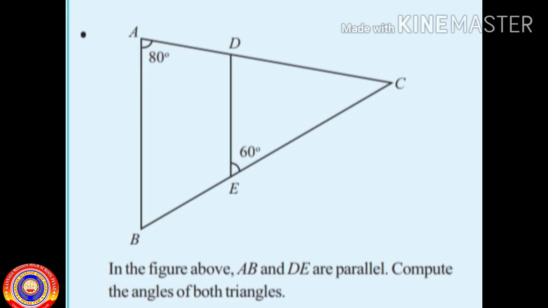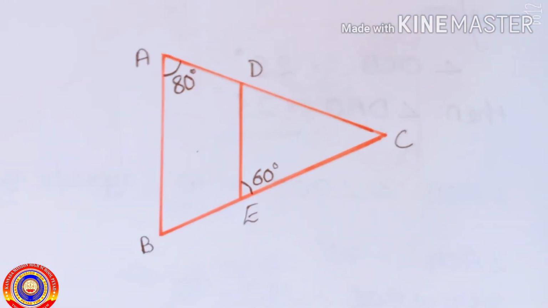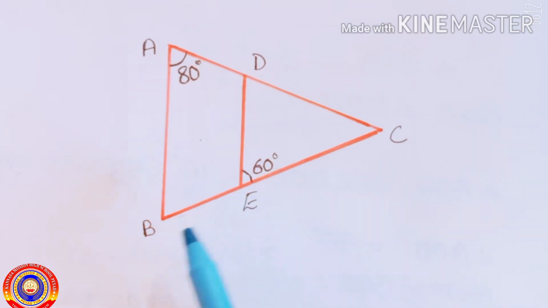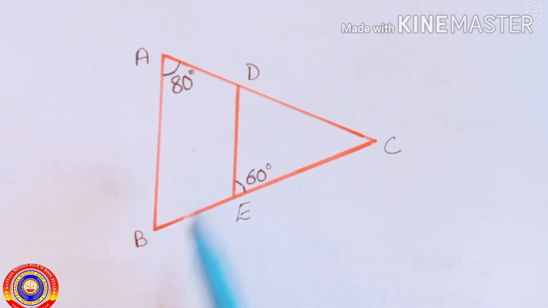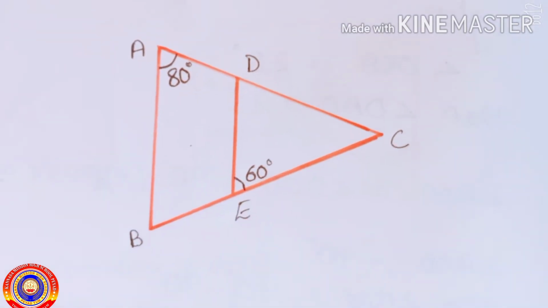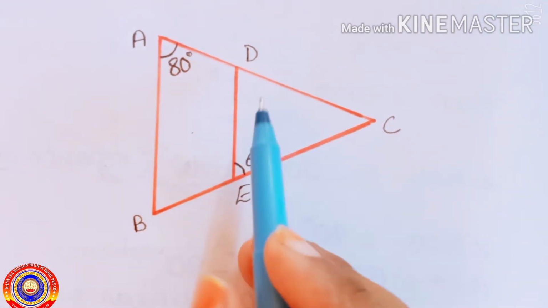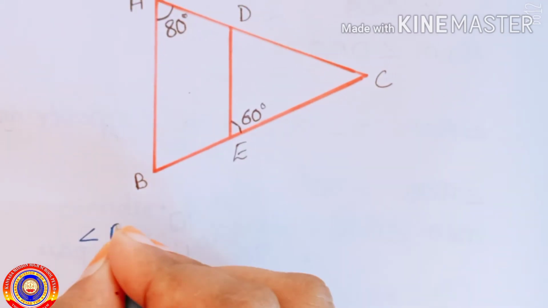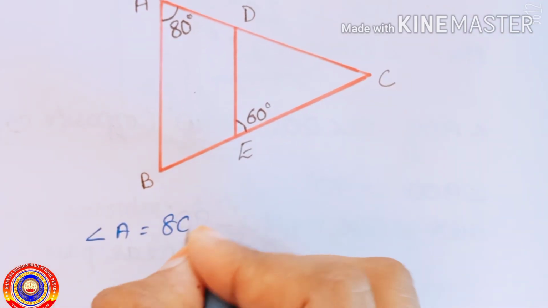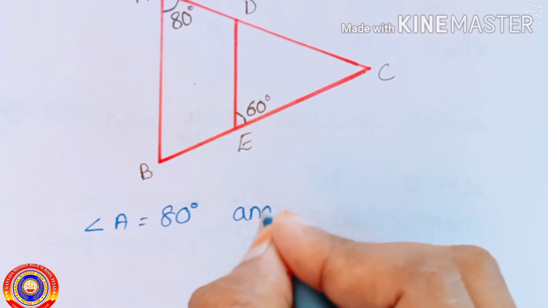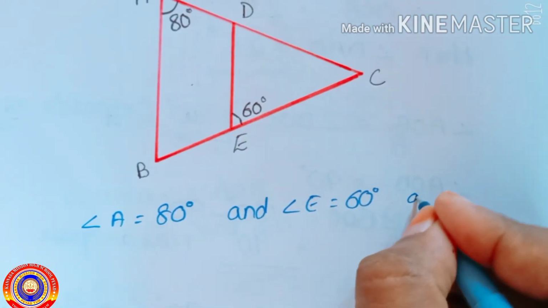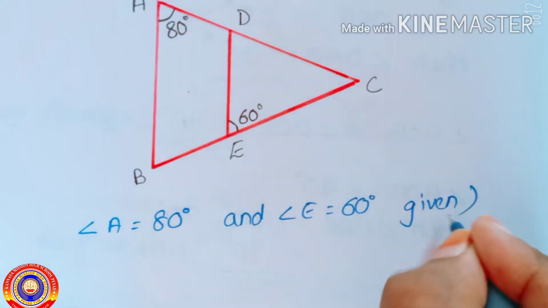Okay children, let's do another question. In this figure, two angle measurements are given. This is a triangle and lines AB and DE are parallel. We have to find the other angle measurements. Angle A is equal to 80 degrees and angle E is equal to 60 degrees, which is given in the question.